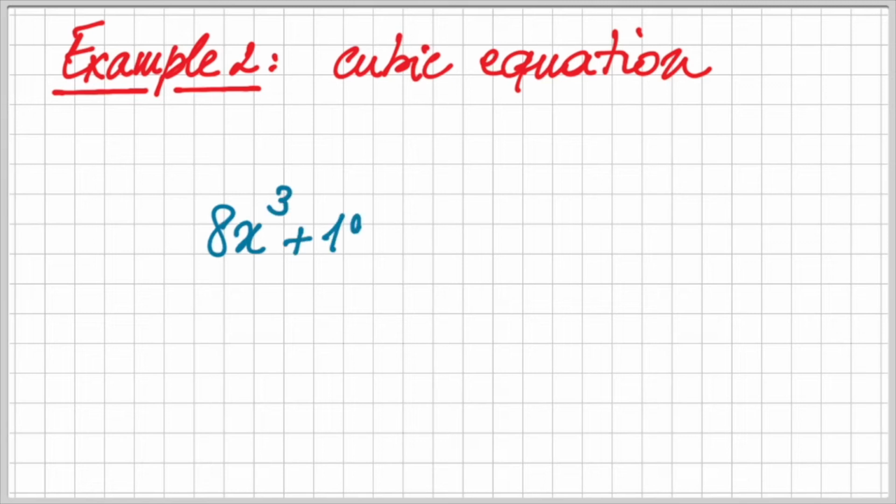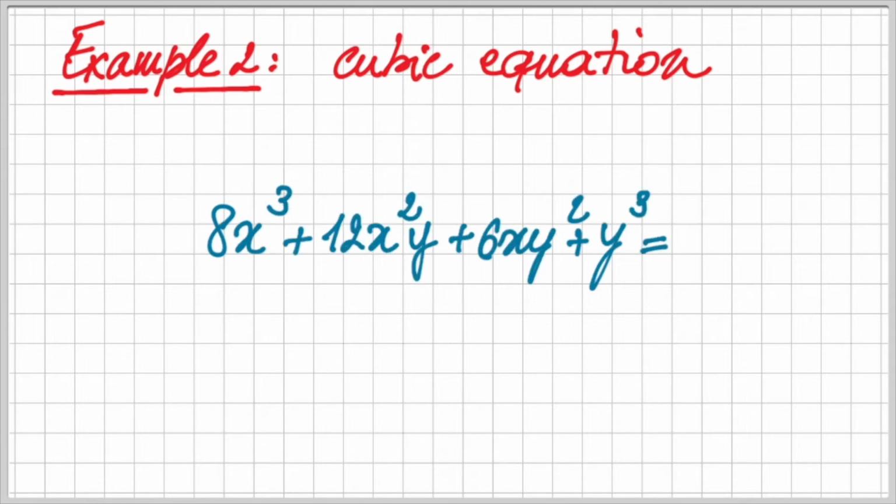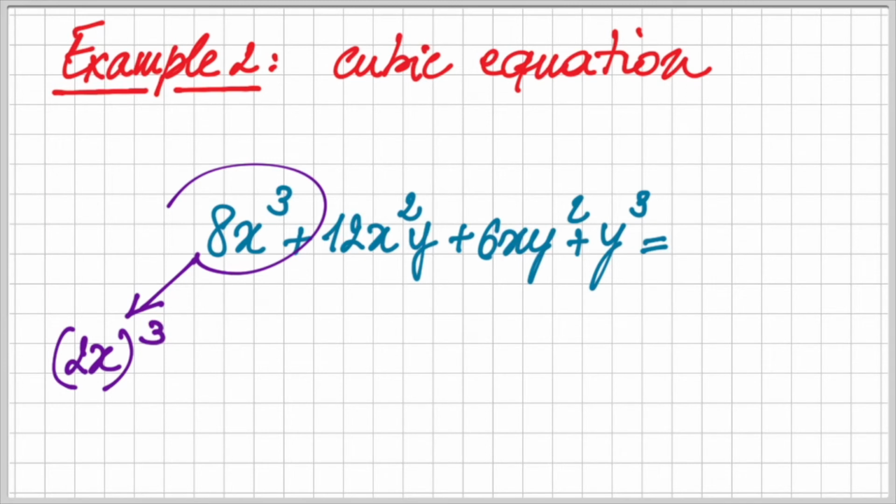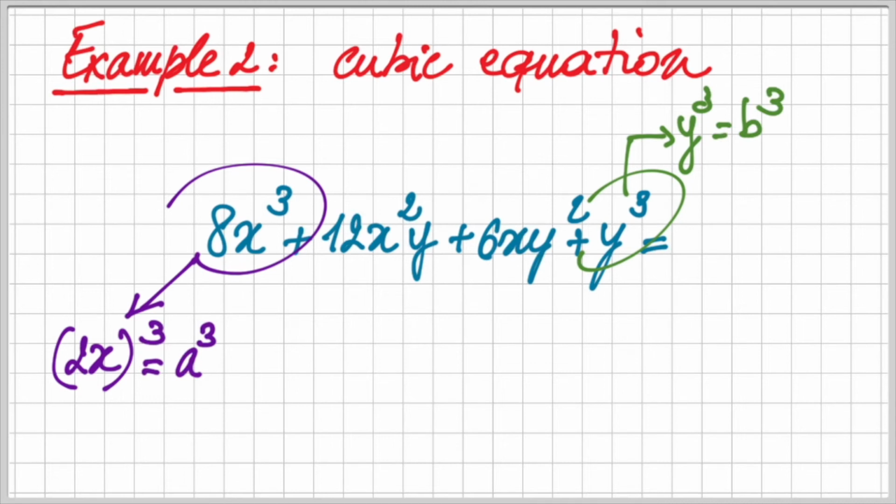And now, as example 2, we're going to look at a cubic expression, which is 8x cubed plus 12x squared y plus 6xy squared plus y cubed. The first thing we do is look at the first term, 8x cubed, and we see that it is in fact the cube of 2x. So (2x) to the third power is 8x to the third power. And we do the same with the last one. So with 2x being a, we find y cubed is basically b cubed in our formulas that we had before.